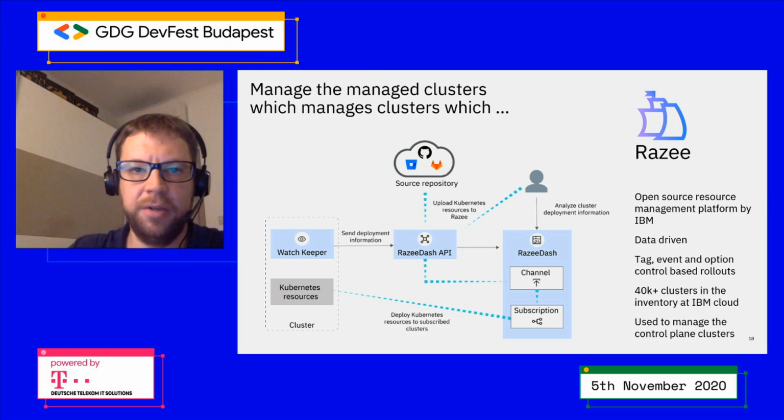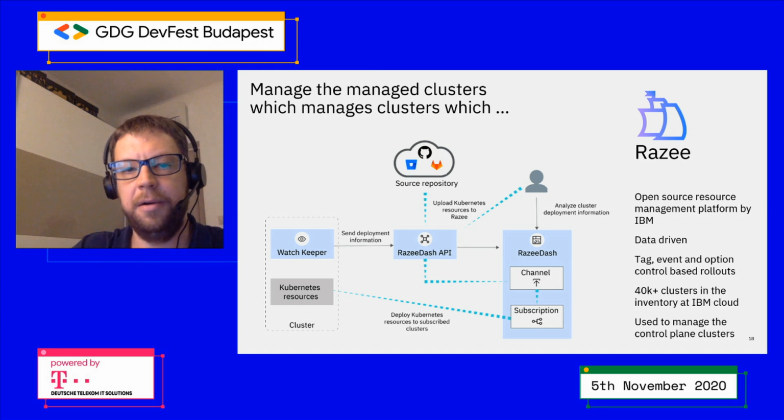This is a resource management platform, which means it is not able to coordinate cluster lifecycle, I mean, creating clusters. It is able to deploy resources and update resources on existing clusters. It is data-driven, it has nice statistics and so on. And actually, including our end-user customer clusters, it is all in the Razee inventory, but we are only managing the control plane of the IKS service. So today altogether it is more than 40K clusters in the production Razee environment.